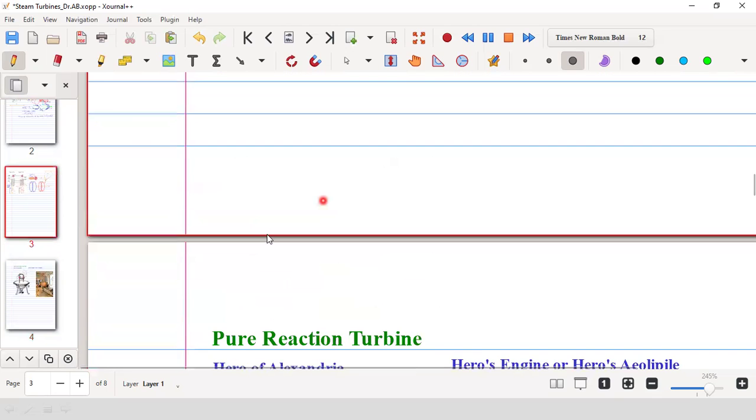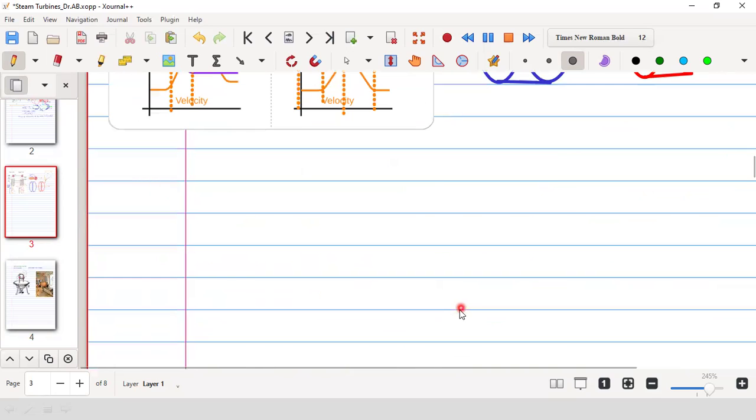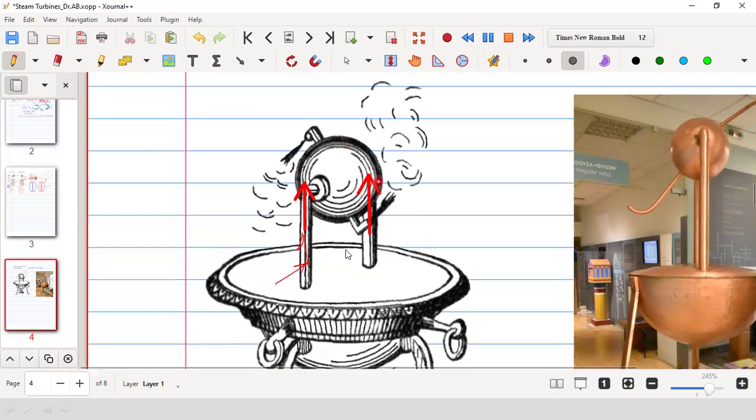You try to understand that. Impulse means after coming out through the nozzle, it is striking a blade. So, do you see any blade here? Do you see any blade here? No, sir. So, how can it be an impulse reaction turbine? This is pure reaction.